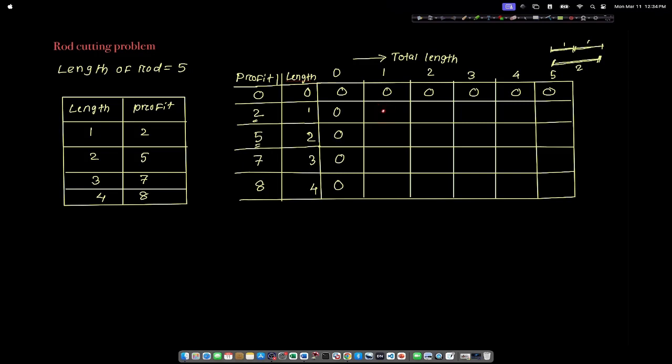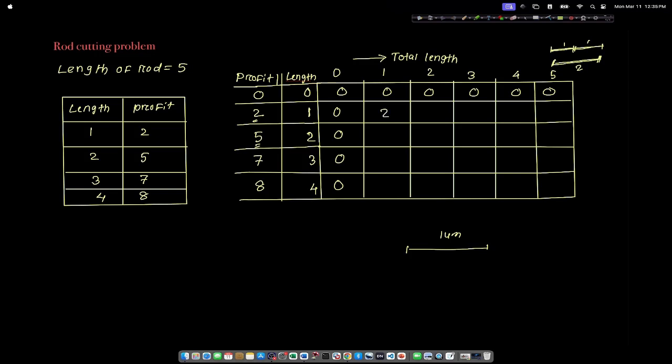This column says that we have a rod of length 1 unit, and by this column it means that we can cut it into pieces of 1 unit. So if I cut this rod of length 1 into a piece of 1 unit, then we can have only a single piece, and the profit of that single piece will be 2. So we will fill this cell with 2.